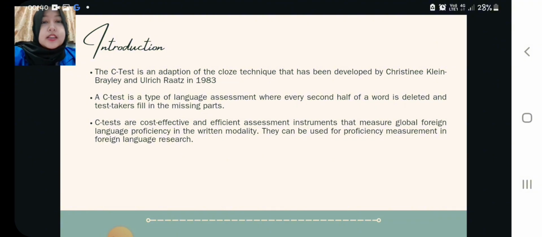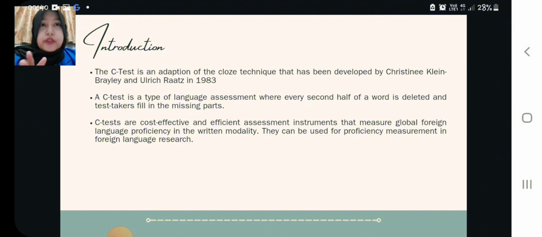And the introduction. The C-test is an adaptation of the cloze technique that was developed by Christine Klein-Braley and Ulrich Raatz in 1983. Next, a C-test is a type of language assessment where the second half of every second word is deleted and test takers fill in the missing parts. By completing the missing words, test takers demonstrate their understanding of language vocabulary, grammar, and syntax.